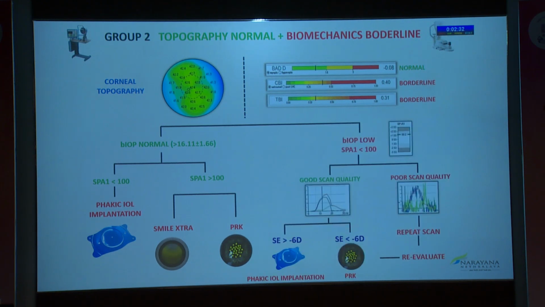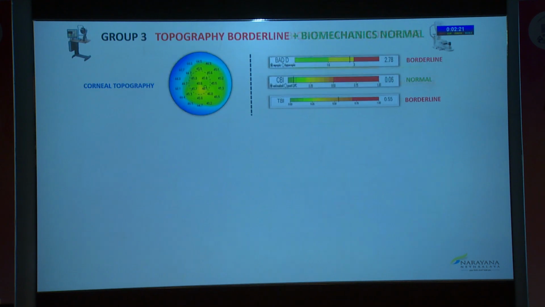The ones with a low bIOP and low SP-A1 and good scan quality were planned either for a phakic IOL or PRK depending upon the spherical equivalent. The poor scan quality patients were re-evaluated and then planned.